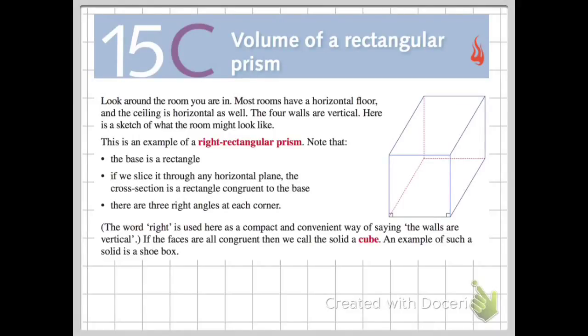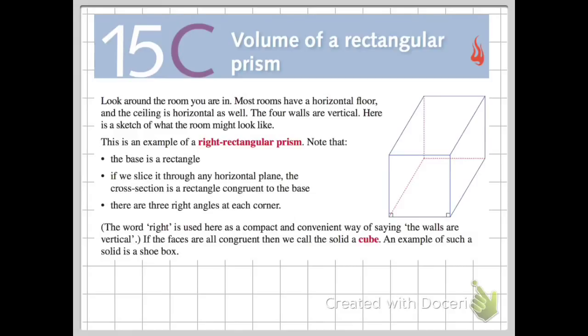In this section we're looking at how to find the volume of a rectangular prism. A good example of a rectangular prism is a room. The walls are vertical and opposite walls are parallel planes. The floor and ceiling are also horizontal parallel planes. So each of the faces that intersect do so at right angles.